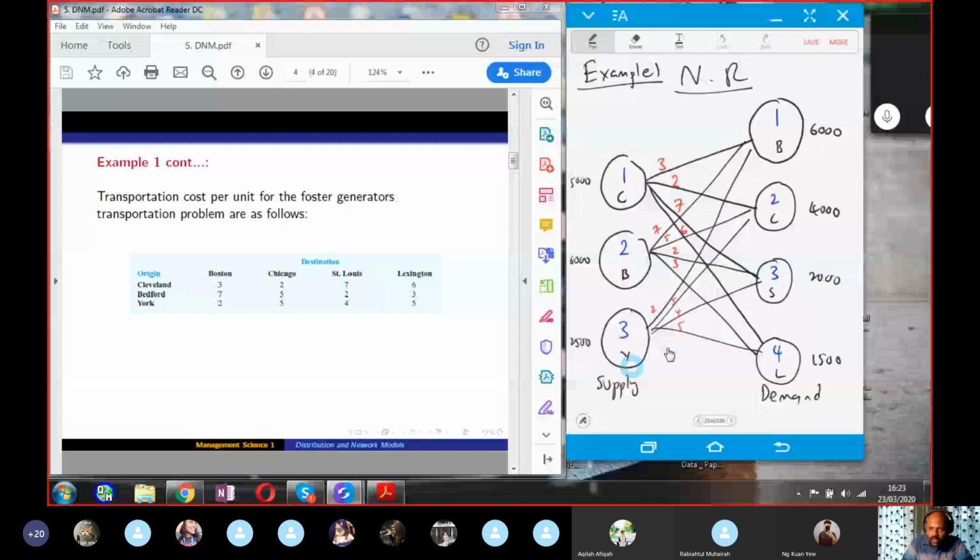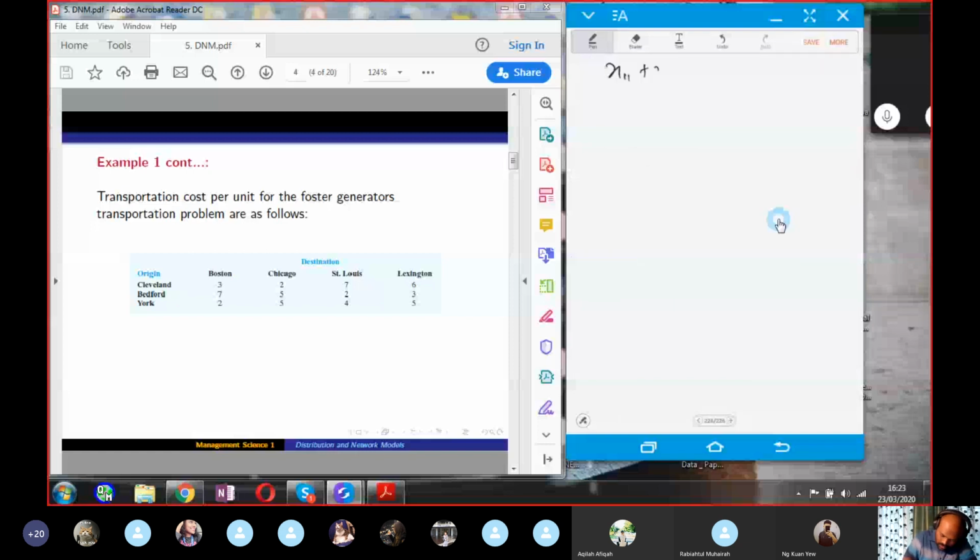That's how you construct the constraints. What quantity goes into Bedford? X11, X21, X31. This must be equal to 6,000. It cannot be less, it cannot be more. Supplier can, customer cannot. The next one after Bedford is Chicago. Yes, Chicago: X12, X22, X32.